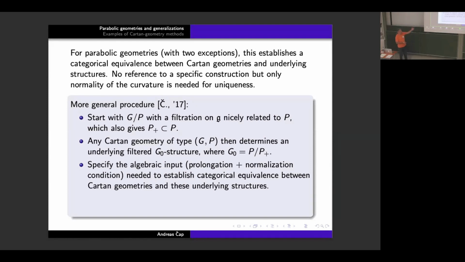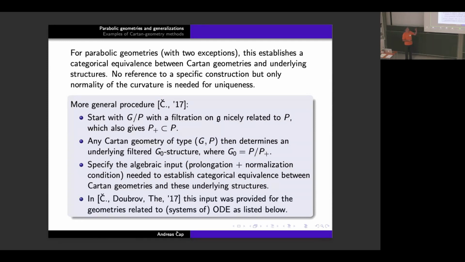But if you provide this information, then there is a general procedure that constructs such a categorical equivalence. You have a procedure similar to the one for parabolics, where you just use the ingredients. So this is just grinding out the technical core of what we did before, for a general procedure where you specify some input that is needed to deal with a specific case.